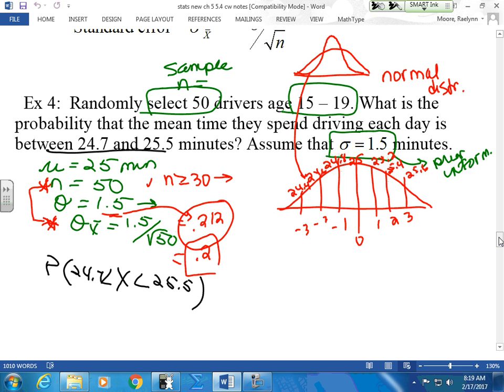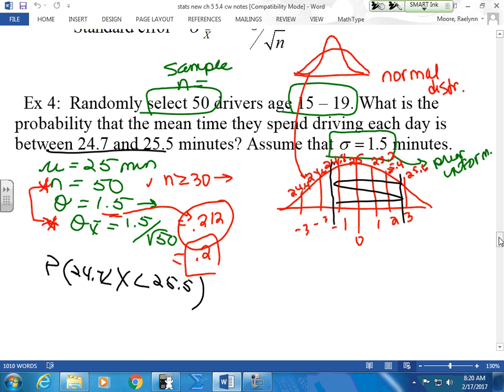So I find 24.7. There's 24.8. In the middle is 24.7. 25.5. There's 25.6. There's 25.5. That's a big chunk of my curve. Would you estimate that to be 50%, a little more than 50%, a lot more than that? Would I say over 50 or under 50? Over. Good chunk of that curve, right? Over 50%.